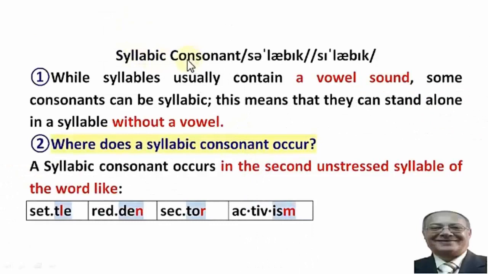Syllabic consonant. While syllables usually contain a vowel sound, some consonants can be syllabic. This means that they can stand alone in a syllable without a vowel. Where does a syllabic consonant occur? A syllabic consonant occurs in the second unstressed syllable of the word, like settle, reading, sector, activism.